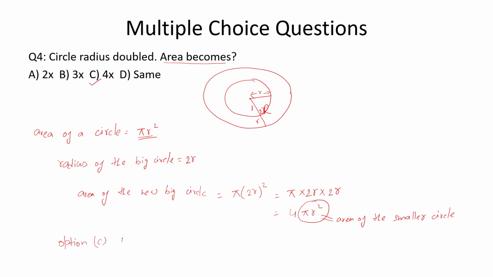Option C is correct. So what you have to do in such cases, whatever information is given, you just plug that information into the formula. So you know that area of a circle is pi r square. What they are saying is that they have doubled the radius. So radius is double means initially it was r, now it is 2r. So plug that 2r into the formula and area becomes 4 pi r square. Pi r square is the area of the original one. So if you double the radius, area will get 4 times.